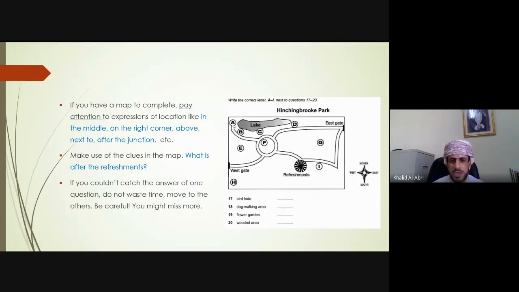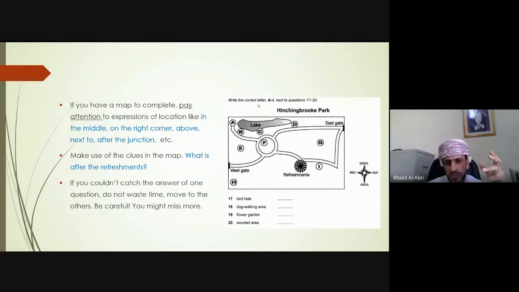And as you can see here, we have A, B, C until I. So which one is bird hide? Which one is dog walking area? Which one is that? This is, you can get it from the speakers. He will mention or she will mention this. But how would you answer this? You need to make use of some expressions here. So he will mention some phrases or expressions like in the middle or on the right corners, above, next to, after the conjunction. So they will use these expressions, and these expressions will help you to answer.